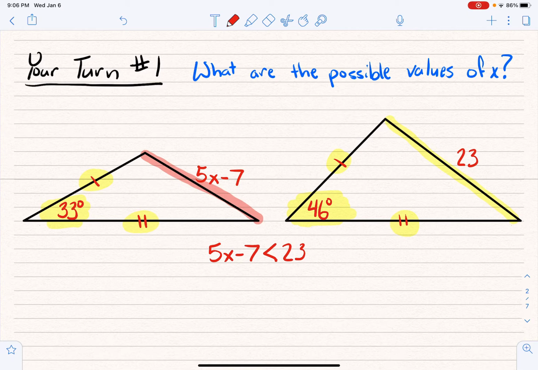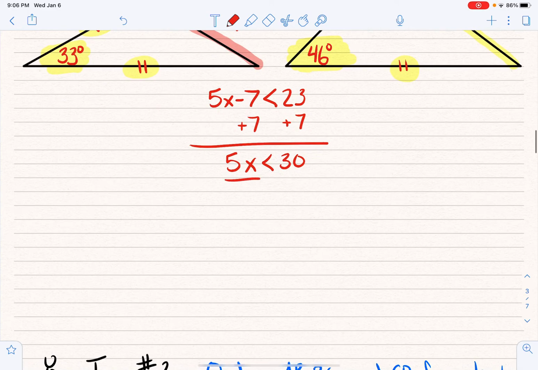And then my job is to solve that inequality. I solved that by adding 7 to both sides. So I add 7 here and add 7 here. That gives me 5x is less than 30. And then I divide both sides by 5, and I get that x is less than 6.